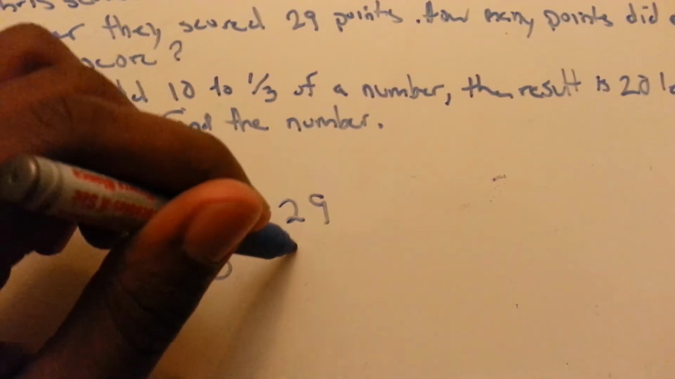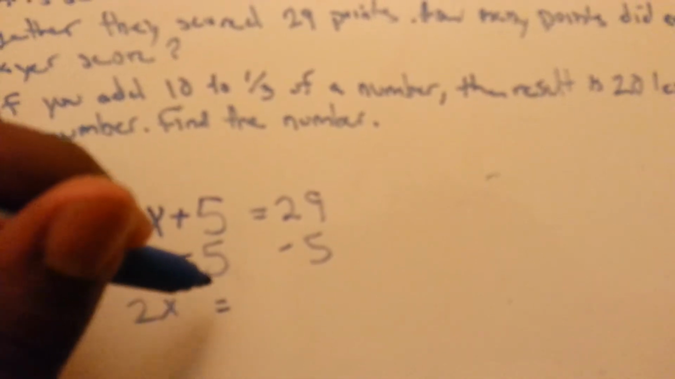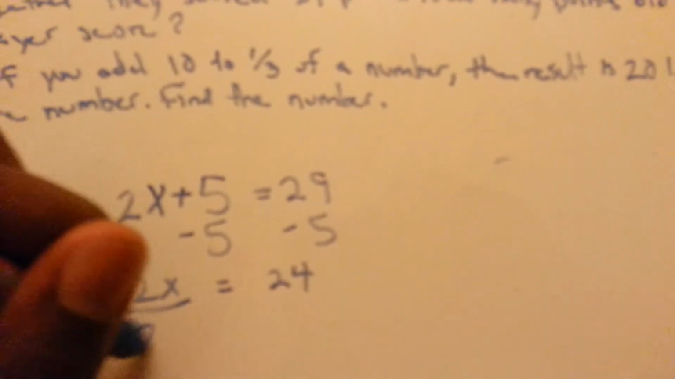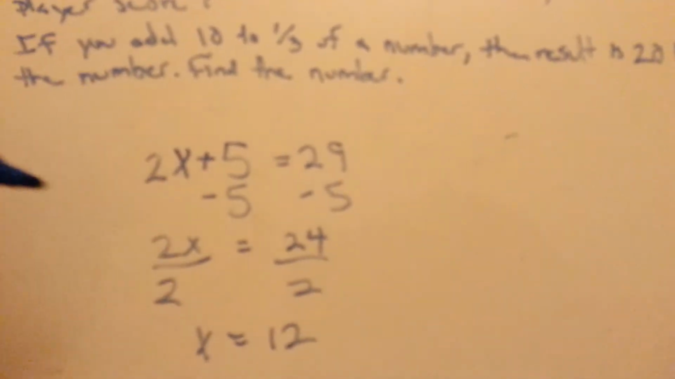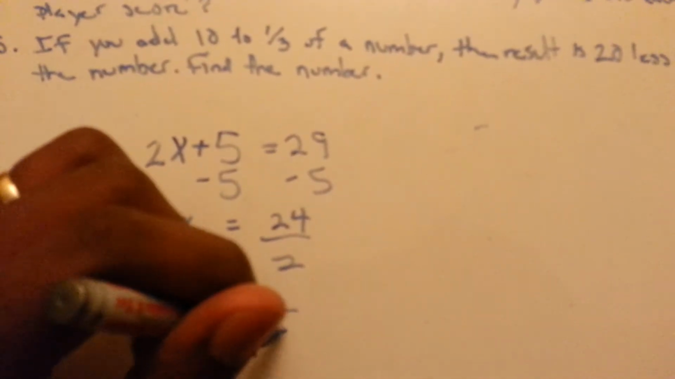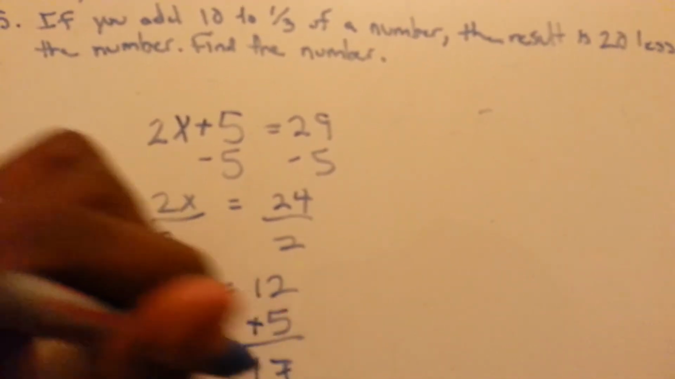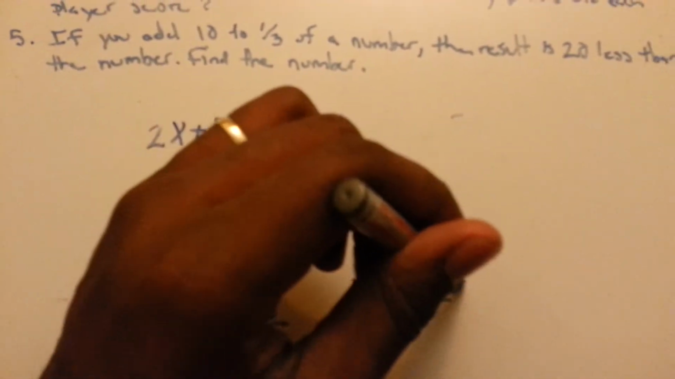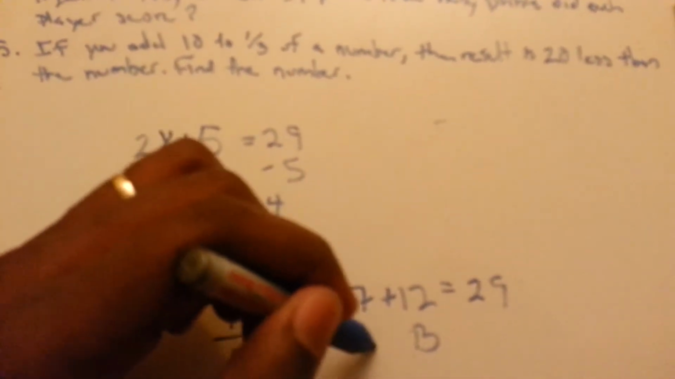So minus 5, 2x equals 24. Divided by 2, x equals 12. So Beth's score would be 12, and then add 5 to that would be Chris's score, 17. So then we have 17 plus 12 equals 29. Beth's score, Chris's score.